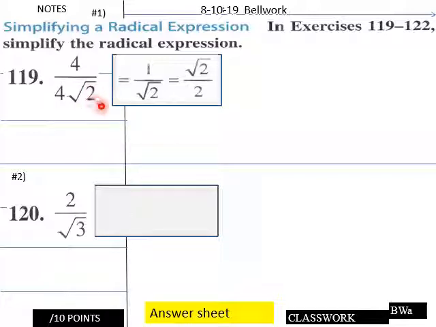you need to rationalize your denominator, so you end up with 1 over the square root of 2, and again you need to rationalize that because you cancel these out, so you end up with, after you rationalize your denominator, radical 2 over 2. And then down here for this one, again you need to rationalize your denominator, and you end up with 2 times the radical 3 over 3.